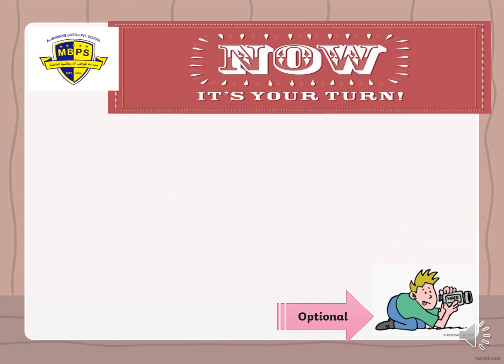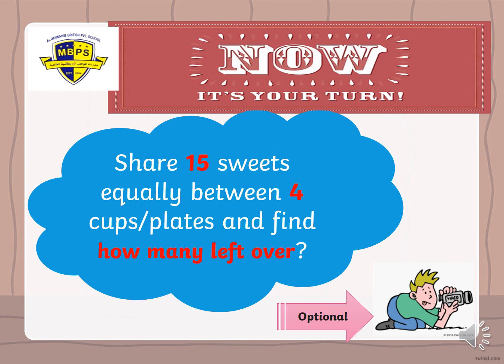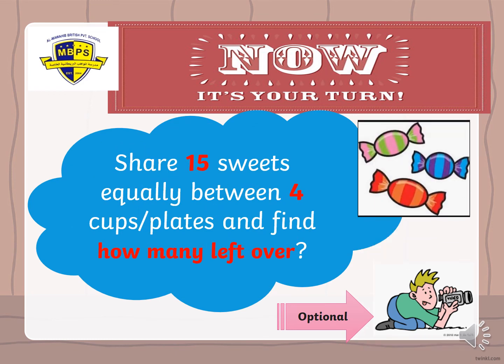Now it's your turn, my dear student. Share 15 sweets equally between 4 cups or plates and find how many are left over. You can share 15 sweets or 15 colors or 15 counters, whatever you have at home, to share equally between 4 cups or plates and find how many are left over. It's optional work. If you can, take a video and send it to me.